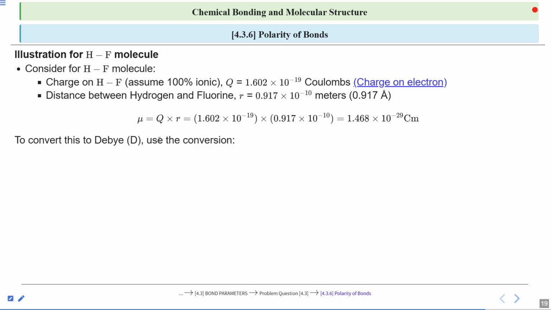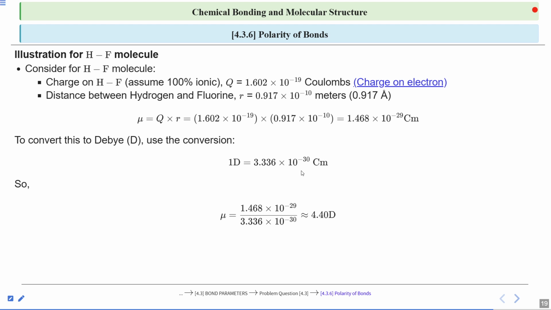Now I have mentioned it earlier that you have to convert this into debye, and this is a better method to represent the dipole moment. How do we convert it? We use this factor, which says that 1 debye is equal to 3.336 into 10 to the power minus 30 coulomb meter. If you use this factor, you will get your mu as 4.40 debye.